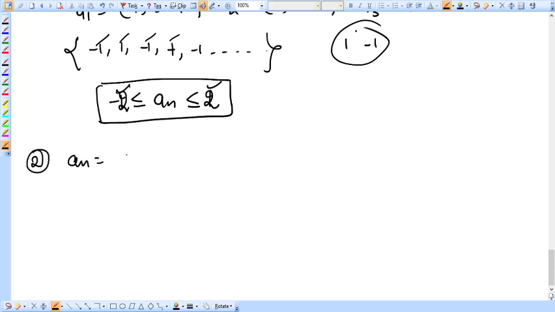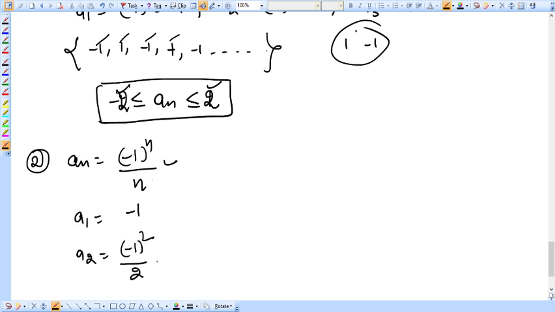If an is equal to minus 1 power n upon n, no need to write the bracket. Here you see a1 is equal to minus 1 over 1, so it is minus 1. And a2 is minus 1 power 2 divided by 2, which is equal to 1 by 2, right?